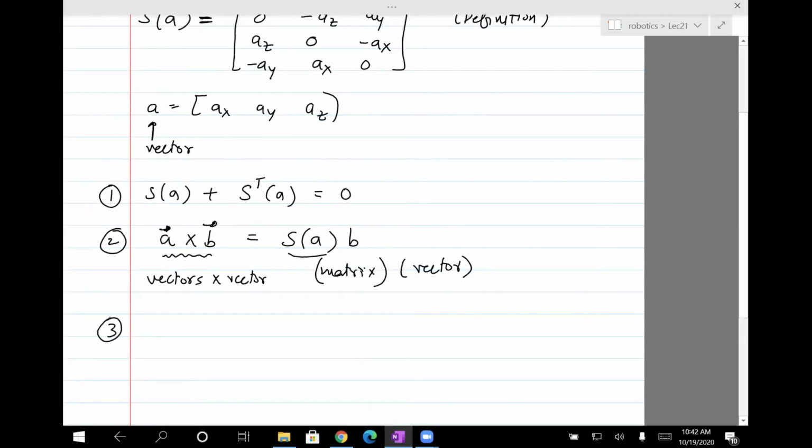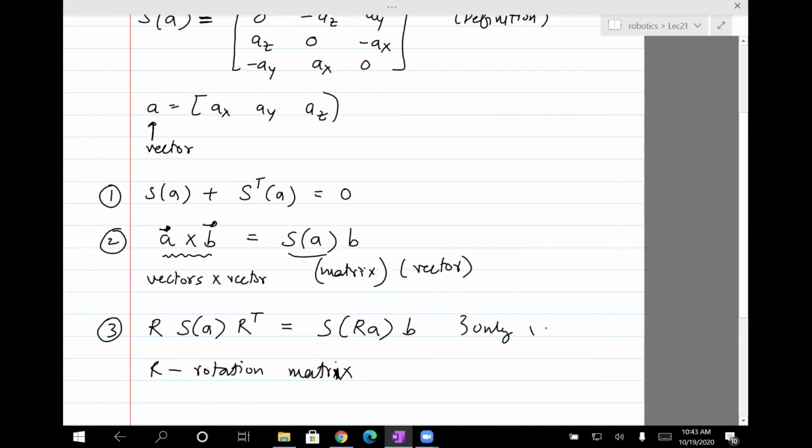And the third property, which I'm not going to prove, is that if you have R times S of A times R transpose, then you can actually write it as S of R of A times B, okay, where R is the rotation matrix. This is only true if R is the rotation matrix. If you take a random matrix in place of R, this does not hold true. So it only works if R is a rotation matrix.